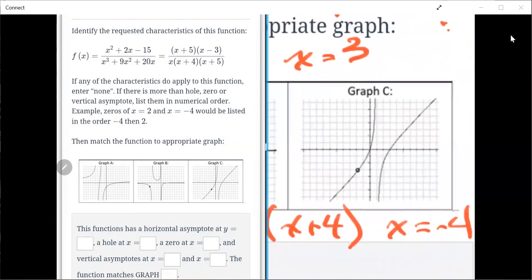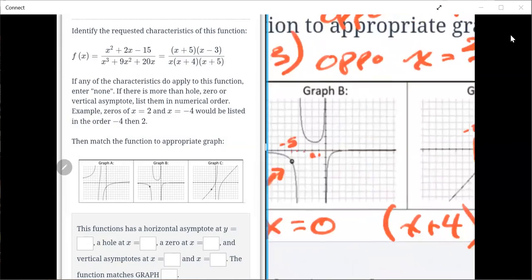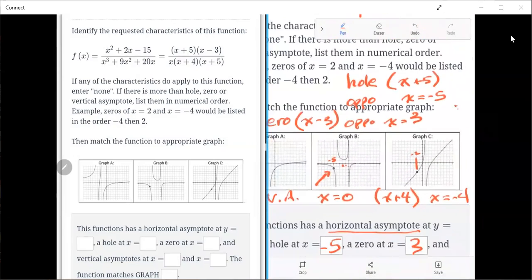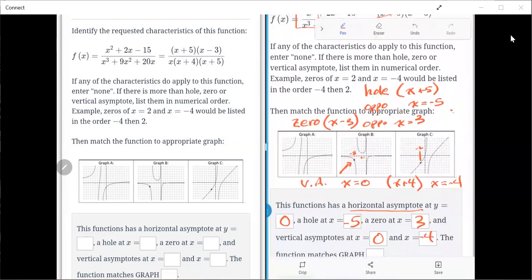Let's look at this other graph. This one has a hole right here, at negative 2. And then our other graph doesn't have a hole at all. So since we have a hole at negative 5, and this graph has a hole at negative 5, our answer here is going to be B. And that's how we go through each one. So I'm going to do one more example.